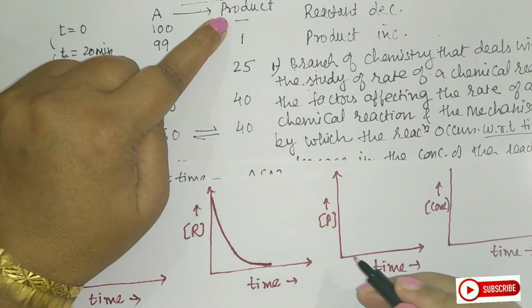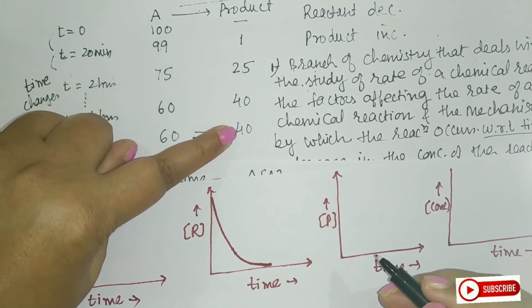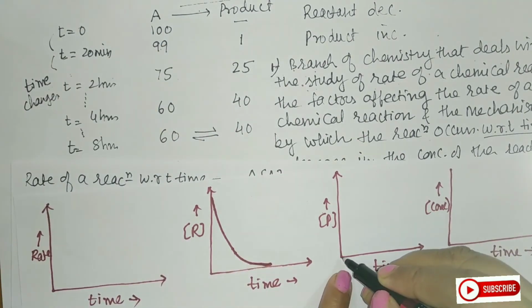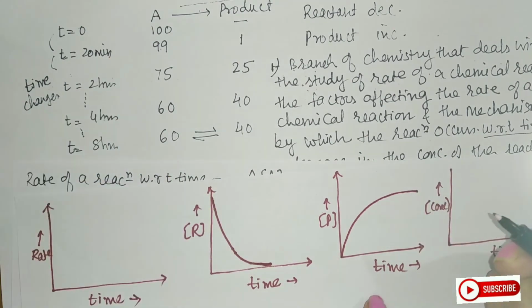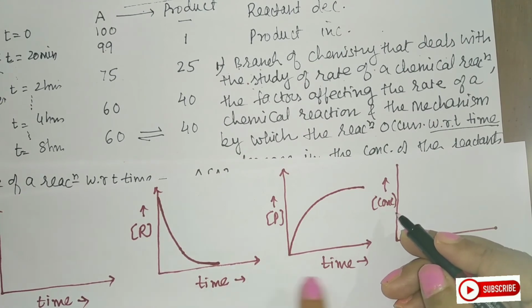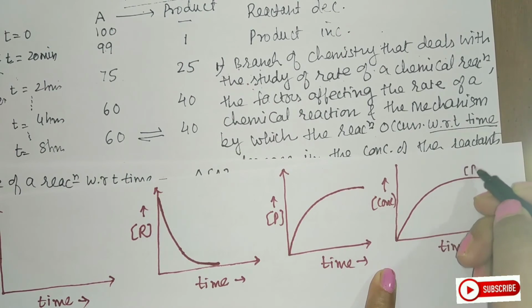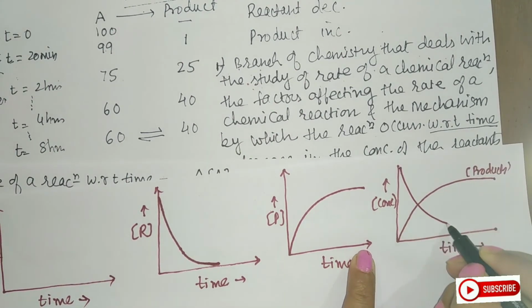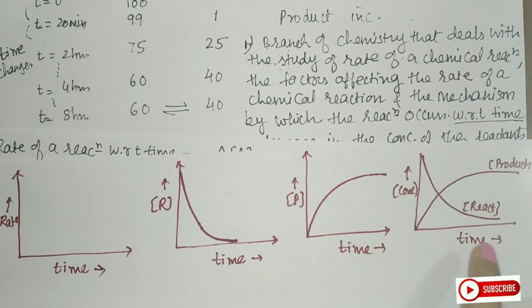If I go for the products, what is happening? Concentration is increasing with respect to time. If you see this, initially it was 0. So I will start from here. It goes on increasing and then it remains constant. So this is the graph for product versus time. This is concentration. So I have to combine both the graphs. So let us draw the first one in this way. This is for the products. And this is for the reactants. So this combined graph can also be asked. You have to mention the reactants and the products.